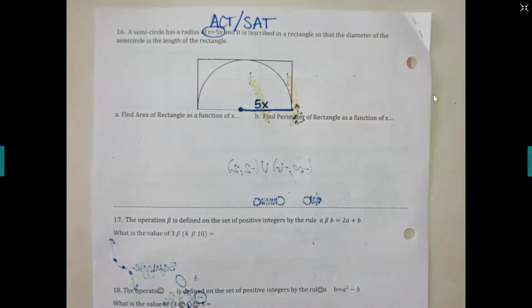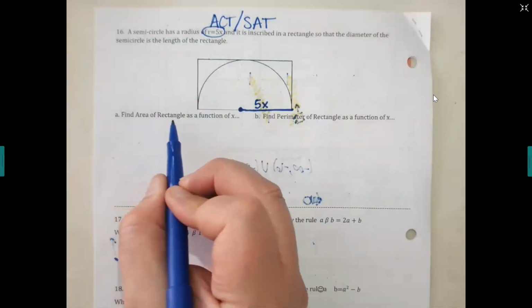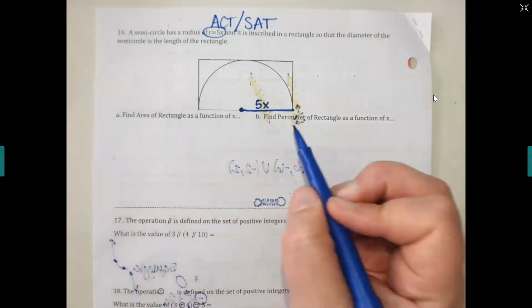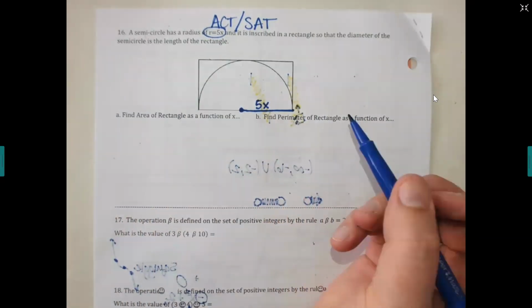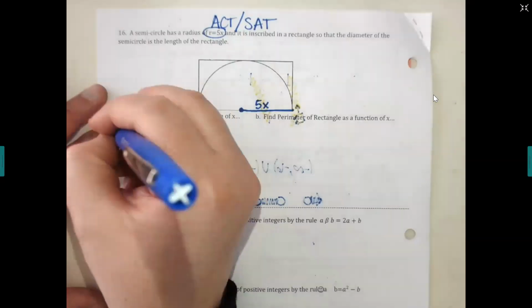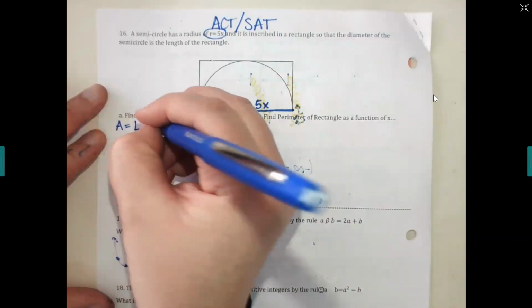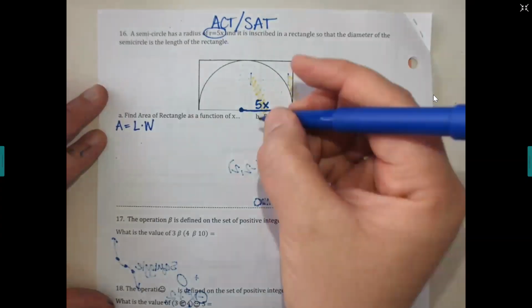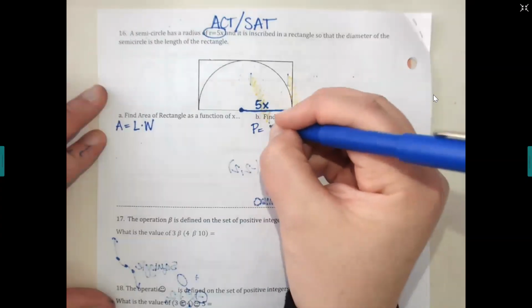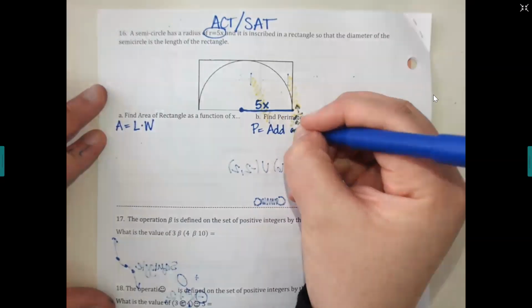Then it says, find the area of the rectangle and then find the perimeter of the rectangle. So let's write down your formulas. When you're doing the area of a rectangle, it's gonna be length times width. When you're doing the perimeter of the rectangle, you're gonna just add all the sides.